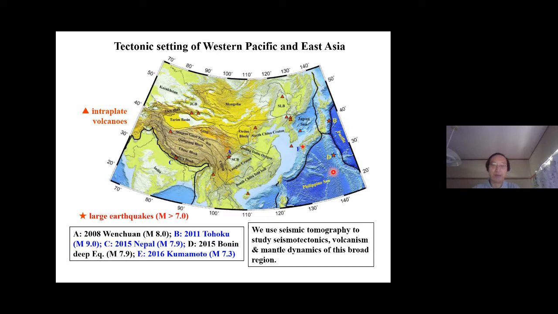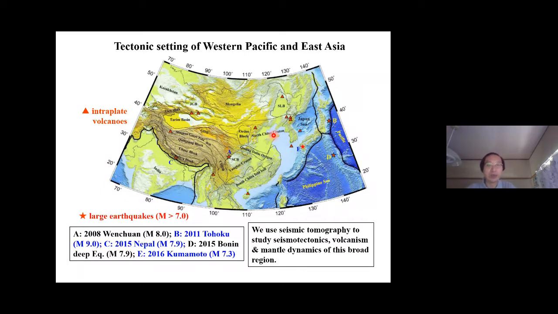So far we have used seismic tomography methods to study the seismotectonics, volcanism, and mantle dynamics of this broad region. We also studied other regions like North America, South America, and Africa. But the main focus of my group has been the Western Pacific and East Asia region. So in this talk, I will show you some of our recent results, mainly published in the past 5 or 10 years.